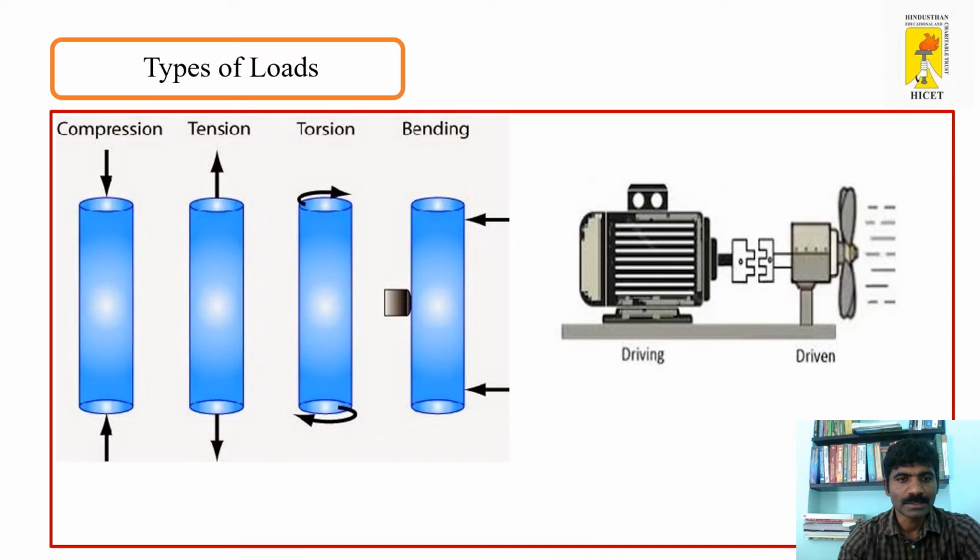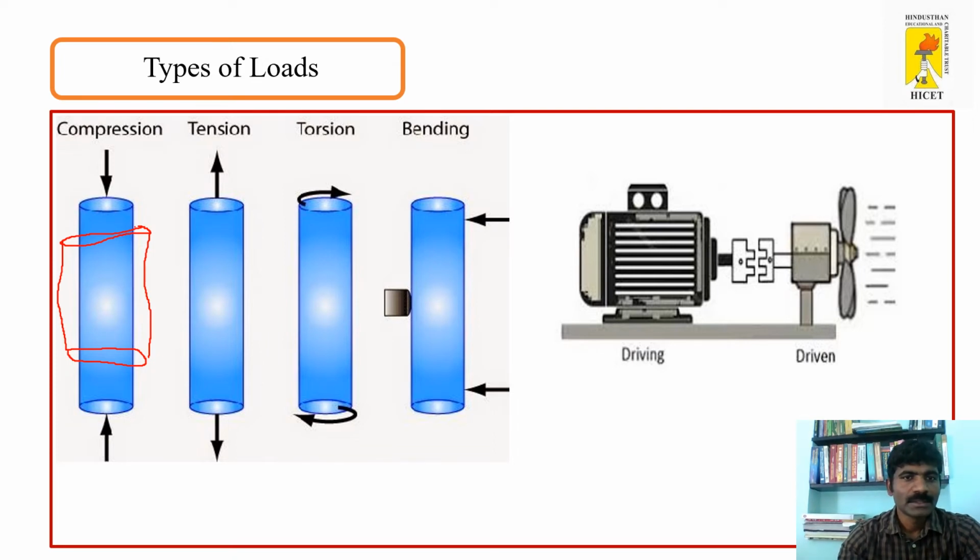So what does it mean? If this is happening on this cylinder, the length of the cylinder gets decreased, whereas the diameter of this cylinder gets increased. So this is how the impact of compressive forces on any object for that matter.